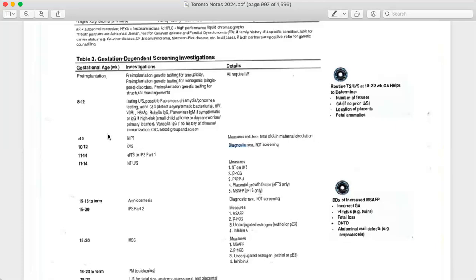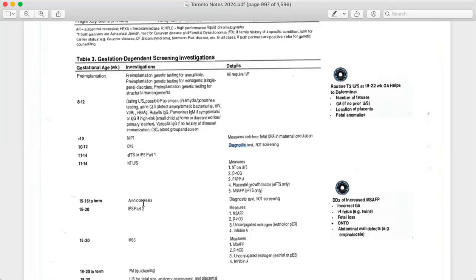So if they're clearly asking you at the gestational age of 14 weeks, what are the diagnostic tests? Even up to 14 weeks, the diagnostic test is CVS. After 14 weeks, the diagnostic test is amniocentesis. So if you could remember this one, this is important. Okay.